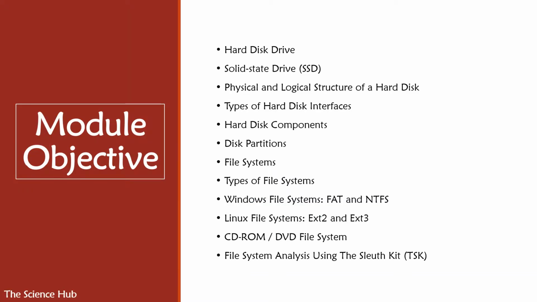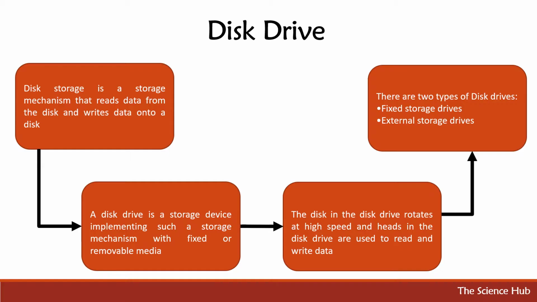So the module objectives are: hard disk drive, solid state drive, physical and logical structure of a hard disk, types of hard disk interfaces, hard disk components, disk partitions, file systems, types of file systems, Windows file systems, FAT and NTFS, Linux file systems, ext2 and ext3, CD-ROM, DVD file system, and analysis using The Sleuth Kit (TSK). So let's begin with disk drive.